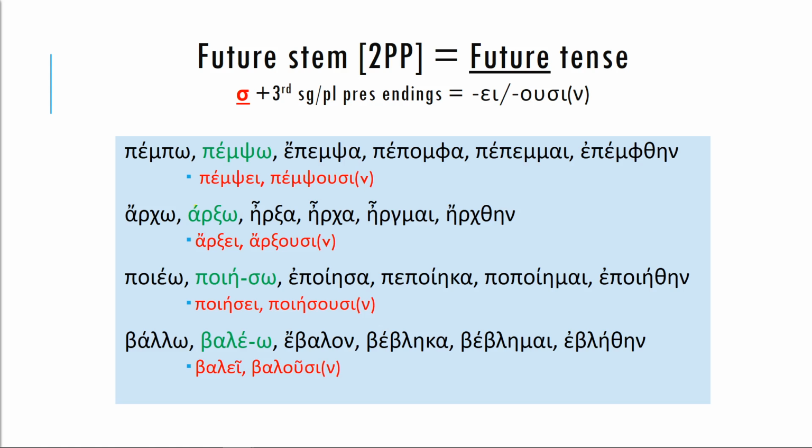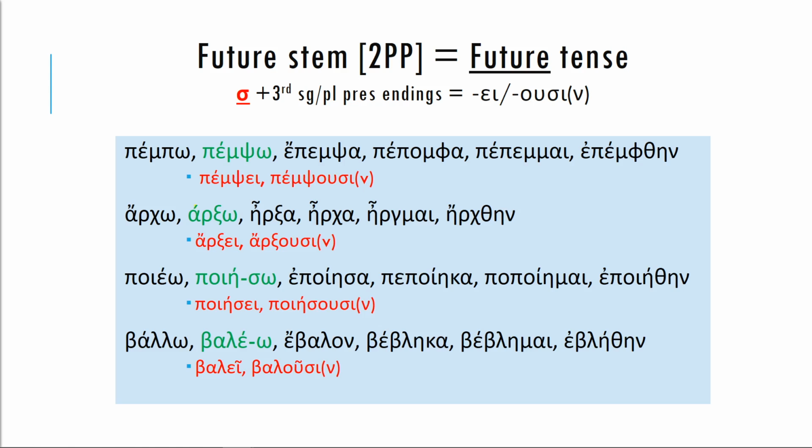Now, there are, of course, exceptions because, for example, balo, the future loses a lambda and becomes a contract. That's just a result of linguistic transformations when you add the sigma in there. Notice that you only have one lambda in the aorist as well. So the only difference between the second aorist and the imperfect is that the second aorist has one lambda. The imperfect coming off the present stem has two.